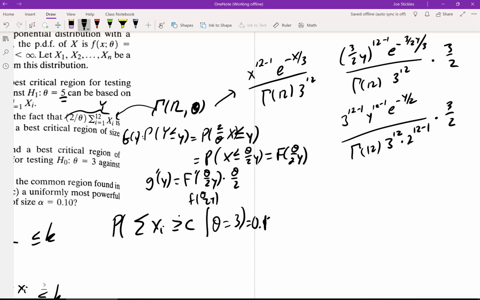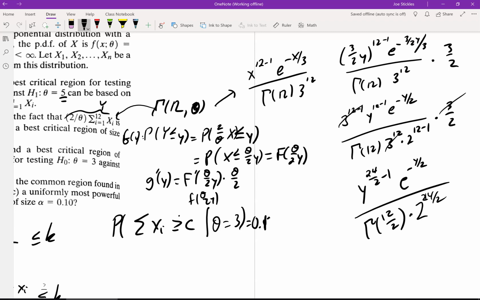All right, so far now we've got a y to the, and I'm going to flip some things around. This is 24 over 2 minus 1. This is e to the minus y over 2. That's good for chi-squared. This is gamma of 12 over 2. What do I want left? Well, for chi-squared, I need a 2 to the r over 2 left, which I have here, because I have 24 over 2 now when I put the 2's together and the 3's all cancel. So this really is chi-squared of 24.